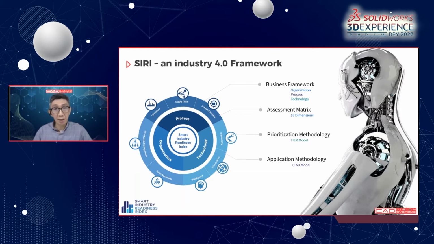One is the business framework, which consists of processes, technology, and organization. It describes the key components in a business, and of course, each of these pillars, like process, will expand into operation, supply chain, product life cycle, and all that. So this is basically the framework that we used to define what I 4.0 is.